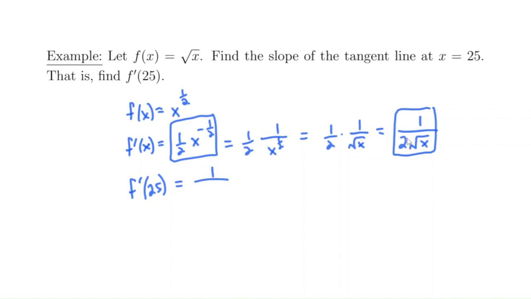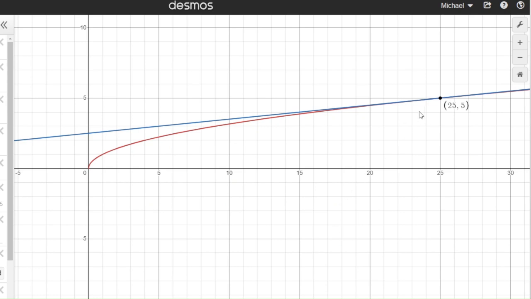We get 1 over, let's use this one right here, 2 times the square root of 25. So that's 1 over 2 times 5. And so that would be 1/10. Okay, so the slope of that tangent line right here is 1/10. That's what f prime of 25 is, 1/10.